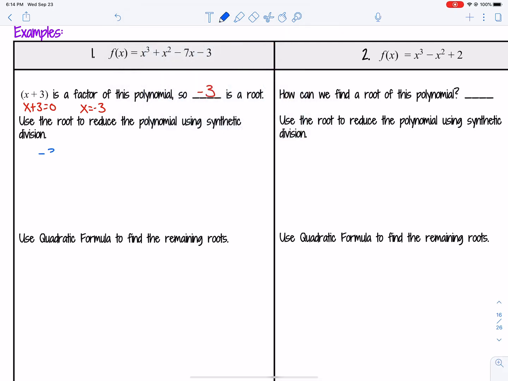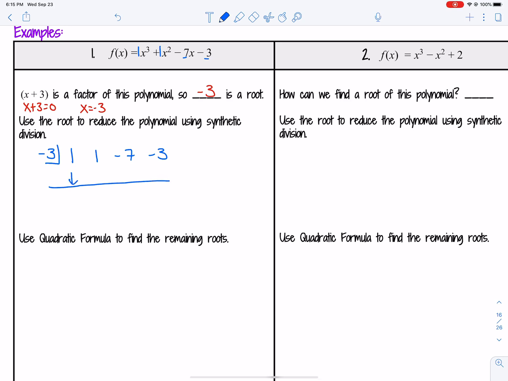We're going to use the root to reduce the polynomial using synthetic division as our next step. Put your root in the little box to the left, and then list out your coefficients: 1, 1, negative 7, negative 3 are the coefficients of the polynomial that we're going to reduce.